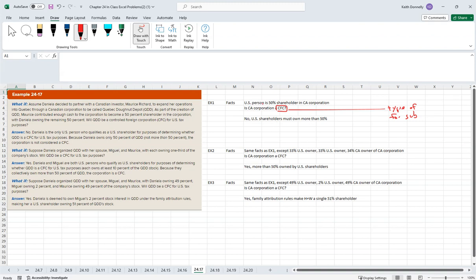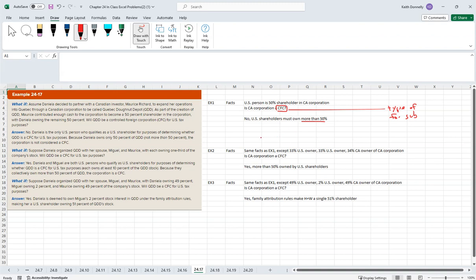This one says a U.S. person is a 50% shareholder in a Canadian corporation. Is this a CFC? Well, no, it's got to be owned by more than 50% U.S. shareholders. Here there's a U.S. shareholder, but they only own 50%.